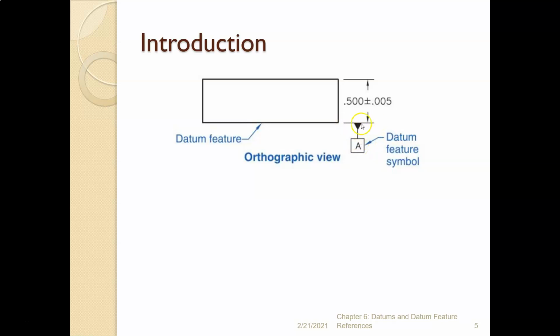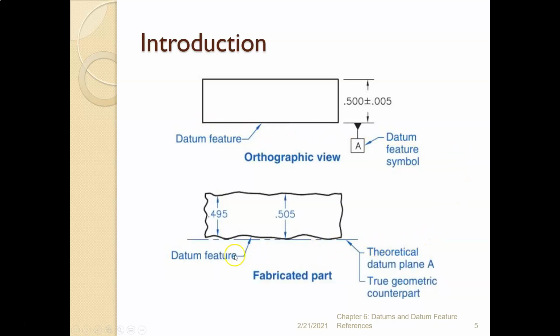Notice that it's hanging off of the extension line. That identifies this surface on a drawing as the datum feature. So this surface right here is datum feature A. Now what that means on the actual part is this. The actual part is symbolized here with rough contours, because no part is going to be perfectly smooth like that. So we have rough contours. The datum feature is going to be this actual surface, the actual bumpy surface.